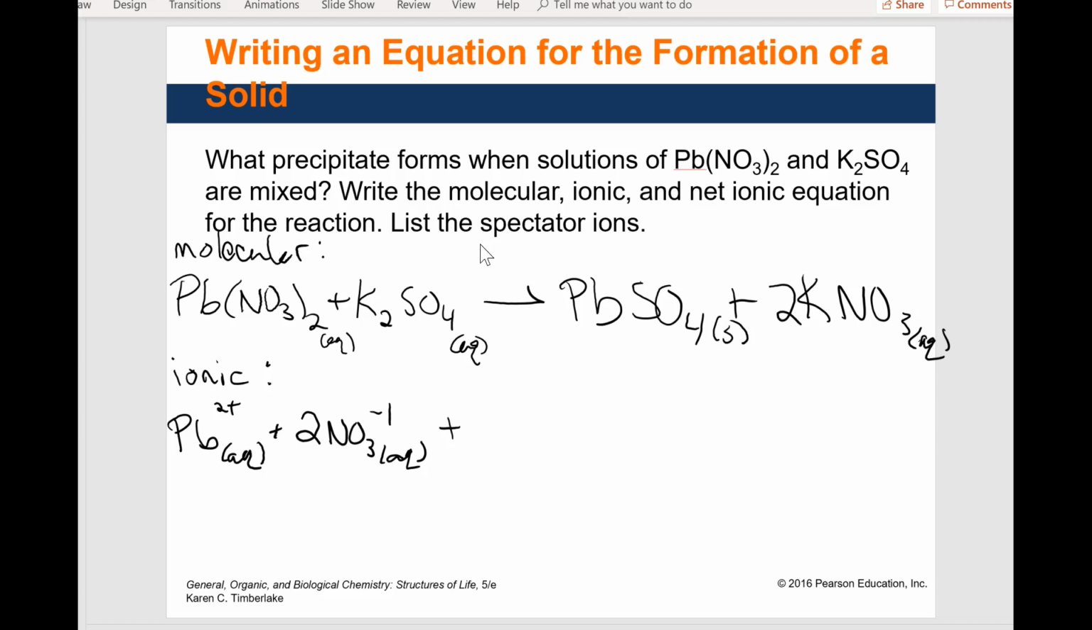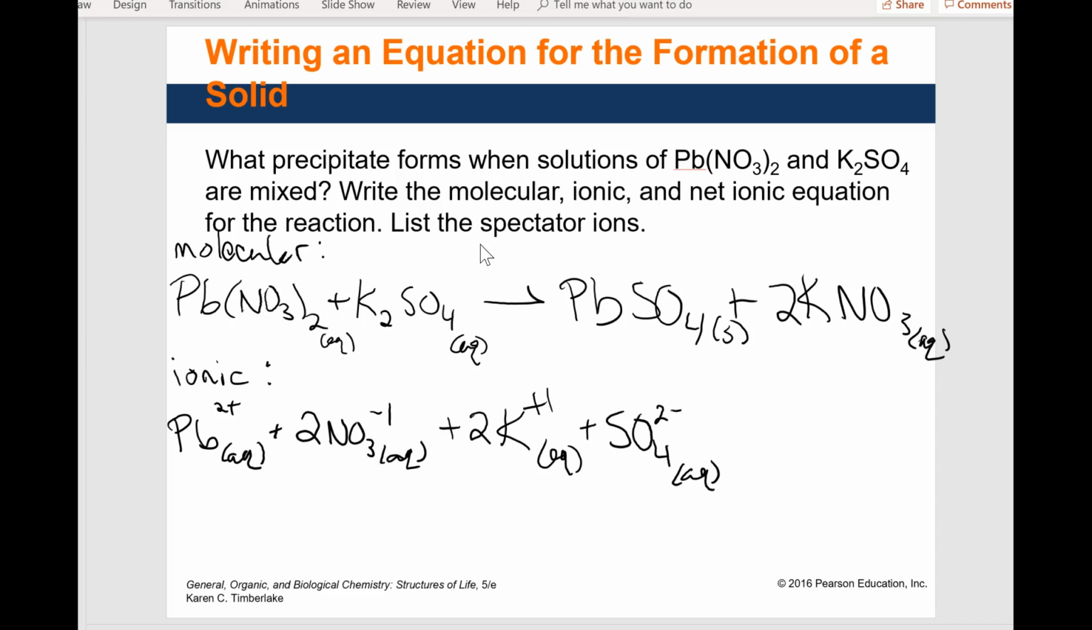So what happens when potassium sulfate breaks apart? What do we get? Two what? So 2 potassium +1s, and those are aqueous. And what else? And a sulfate ion, so SO4 2-. So that's all of our reactants.